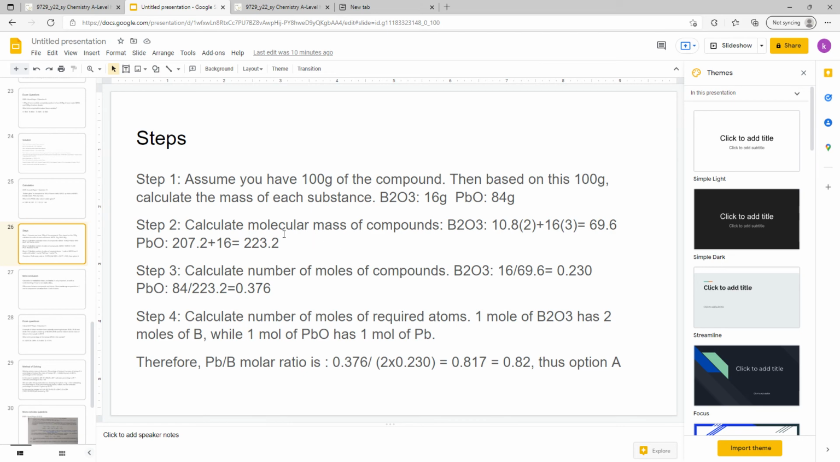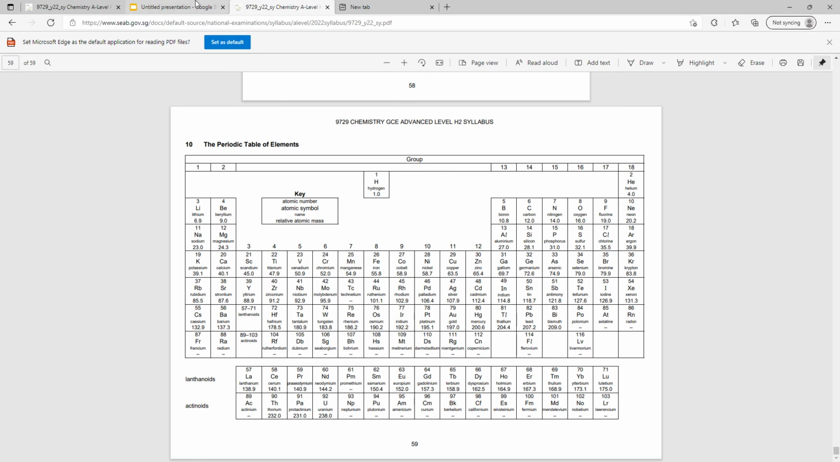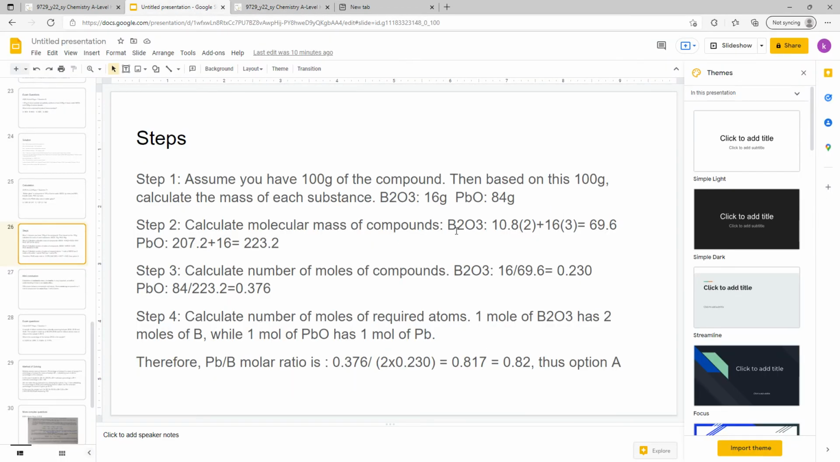Next, we calculate the molecular mass of compounds as shown previously. We just refer to the data booklet and add them all up. So for B2O3 it's 69.6 and PbO it's 223.2. Then we calculate the number of moles. Again, it is the mass of the substances we have divided by the molecular mass as determined from the data booklet. So for B2O3 we have 0.23 moles, while for PbO we have 0.376 moles.